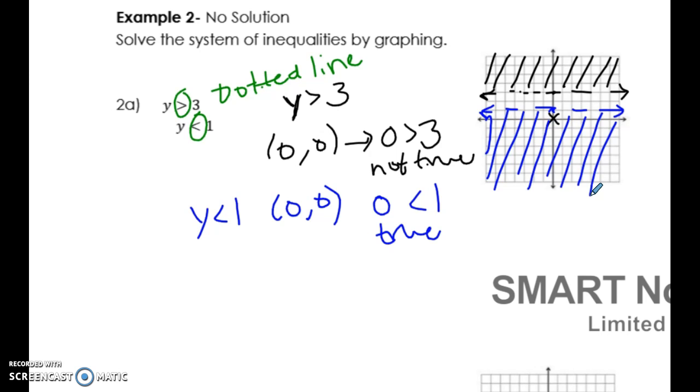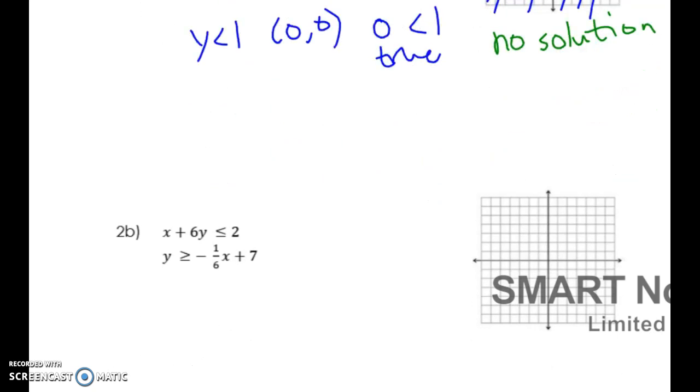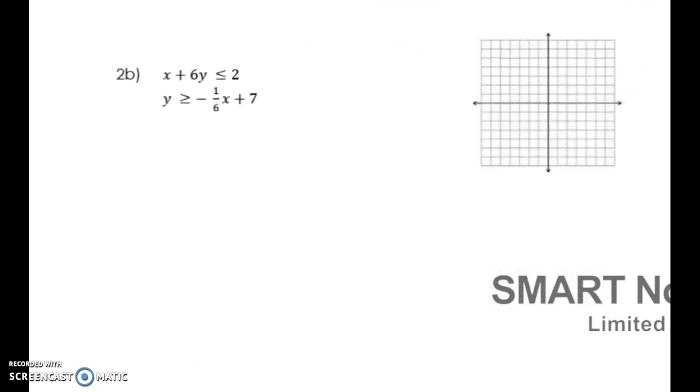So you'll notice here that the shadings don't overlap. There's that empty space in between here. This part is empty. So that means my answer then is, you describe your answer as no solution. There's no part of this where the shadings overlap. So we just say no solution. Go ahead and try the next one on your own. I can come around and help you, and then we'll move on to the next page. So pause the video for a second.